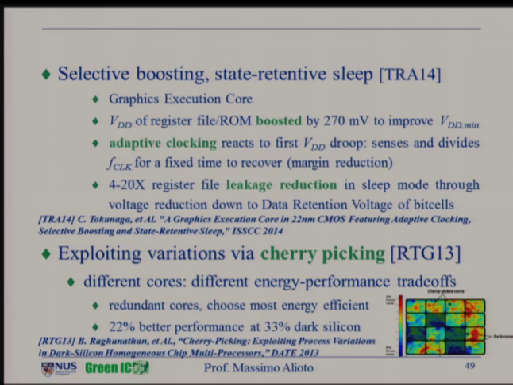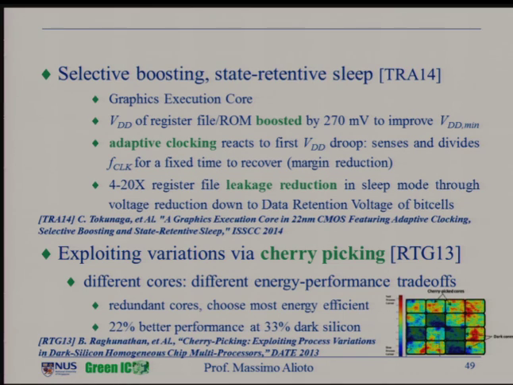Another idea that was published this year at ISSCC by Intel is selective boosting. If we have a system where a little block, it could be the register file in a microprocessor, has a higher VDD min and the rest has a lower VDD min, we can raise the voltage of this little block, the register file, and then the rest of the system actually works at a much lower VDD. So effectively, it's a way to reduce the VDD min of the system.